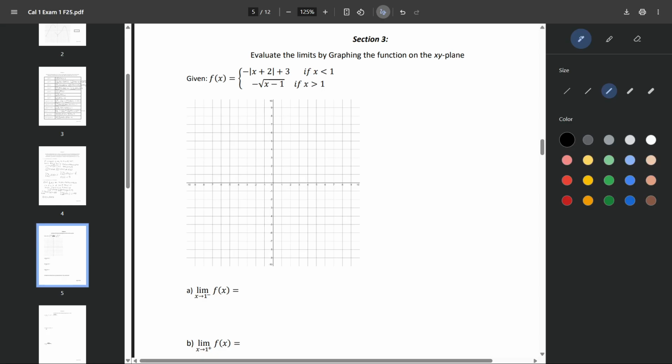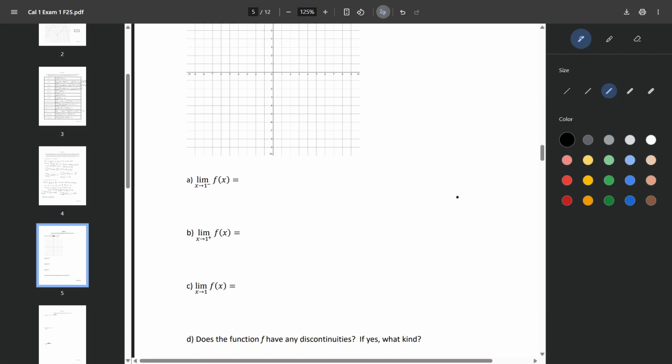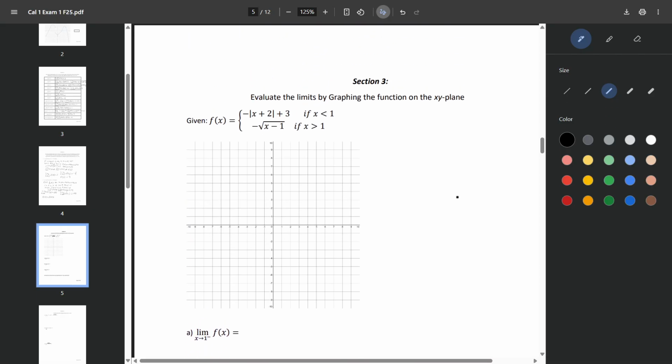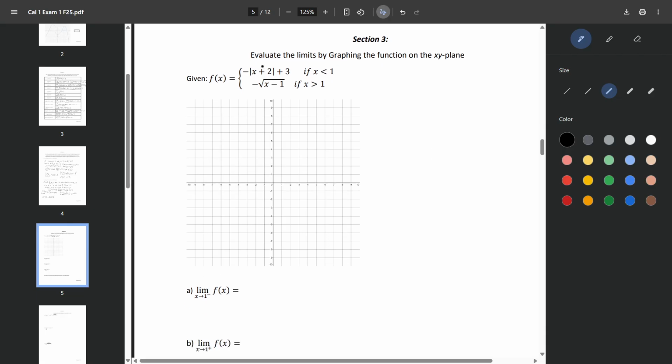Okay, this is the video for exam 1, page 5, section 3. We're gonna start right now. Evaluate the limits by graphing the function on the xy plane.